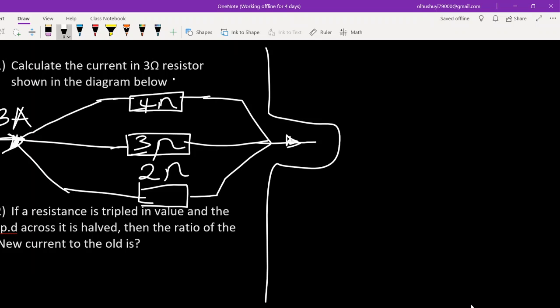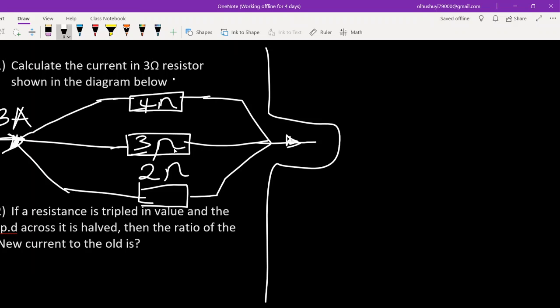Since you are calculating the current in the 3 ohms resistor, don't forget what kind of arrangement this is. It is in parallel. The resistors are arranged in parallel form. Then what does that imply? It implies that different current flows through each resistor. The current flowing through 4 ohms is different from the current flowing through 3 ohms, different from the current flowing through 2 ohms. But we have the same potential difference across each of these resistors.